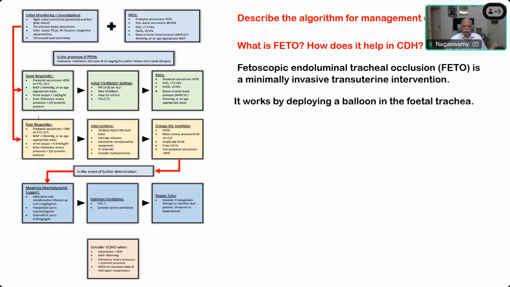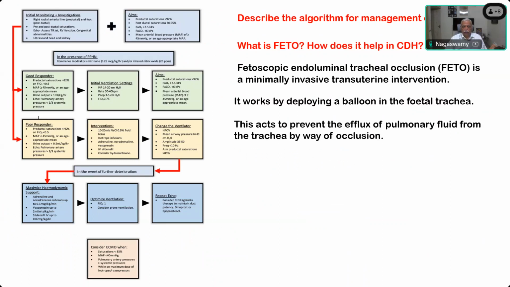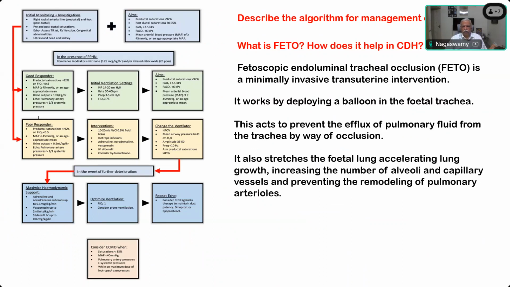It works by deploying a balloon in the fetal trachea. They pass a balloon catheter, a Foley or Fogarty catheter-like thing, into the trachea and inflate the balloon and occlude the trachea. Because the baby is not breathing, you don't have to worry. You just close the trachea. This acts to prevent the efflux of pulmonary fluid from the trachea by way of occlusion. So that will stretch the fetal lung, accelerating lung growth. So this should be done.